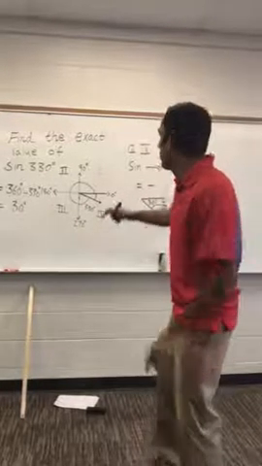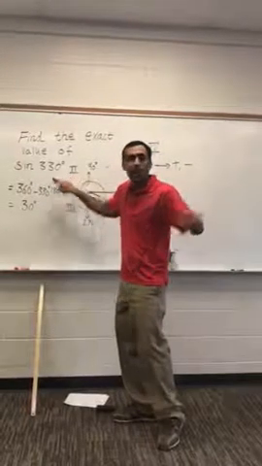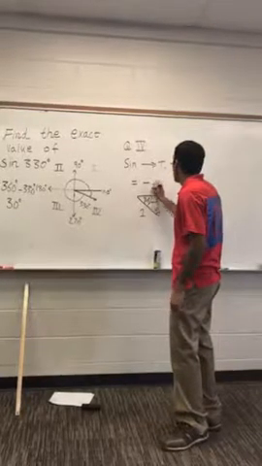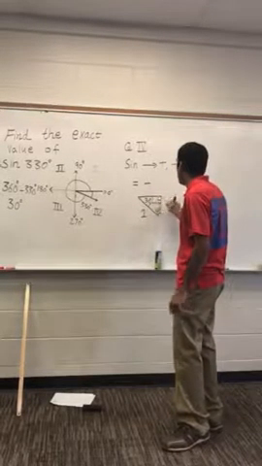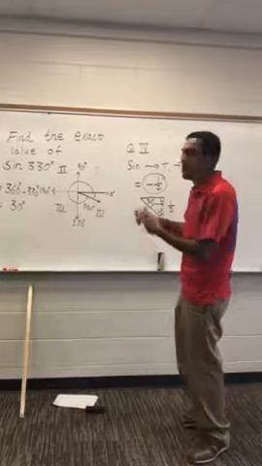And 330 is in the fourth quadrant. So sine in the fourth quadrant is negative. So your final answer is going to be negative 1/2. All right? And that's it. Thank you.